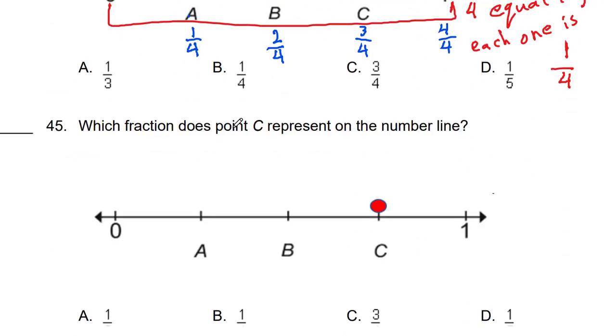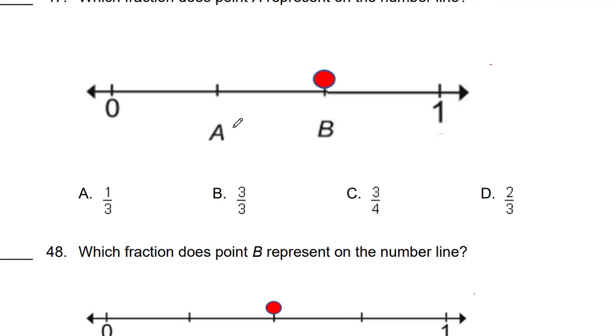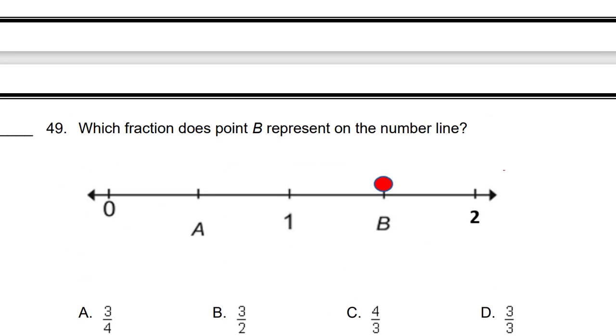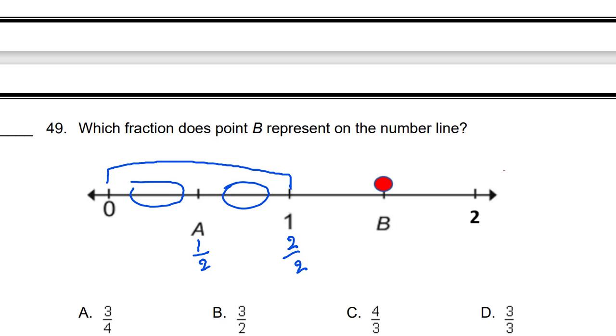Okay, my heroes, let me take another one, this one. In this case, the distance between 0 and 1 is divided into 2 lengths. So each one is 1/2. The first one is 1/2. The second is 2 halves. The third is 3 halves. The fourth is 4 halves. And we need this one, so it is 3 halves.